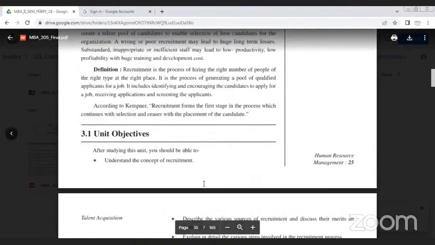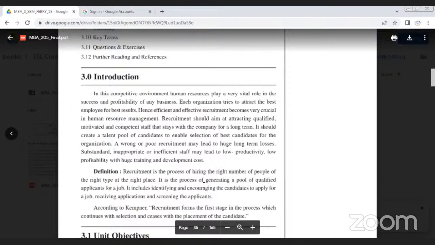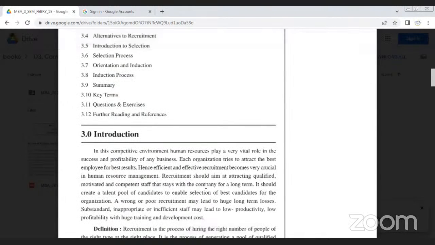First, let's look at the objectives of this chapter. In this competitive environment, human resources play a very vital role in the success and profitability of any business. Each organization tries to attract the best employees for the best results.